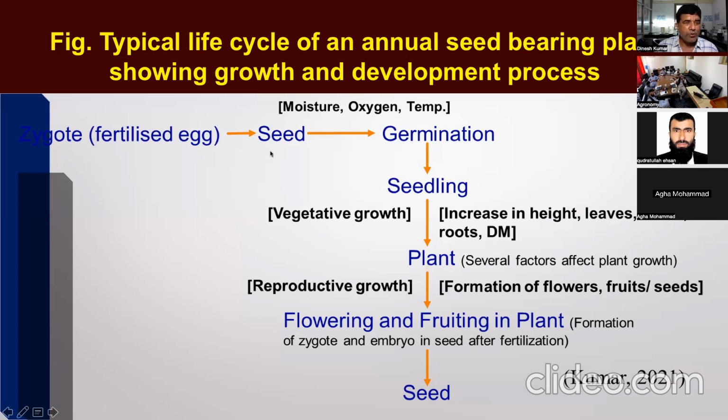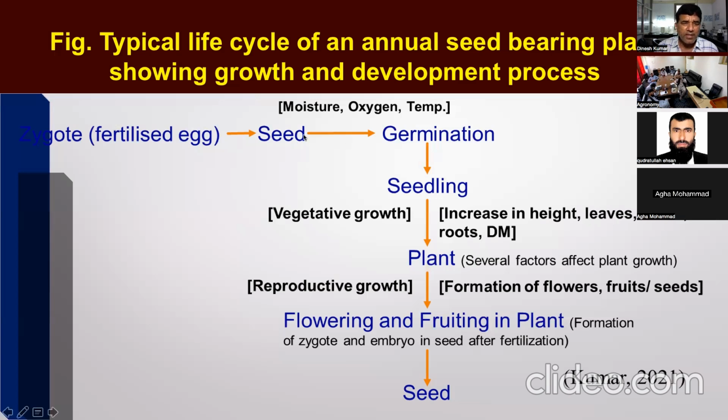So here also growth has happened. Some growth has happened at the initial stage from zygote up to the seed. And this seed contains embryo and endosperm. There are two parts. Endosperm is the nourishment. It will give food to the germinating embryo. So the seed contains endosperm and your embryo.